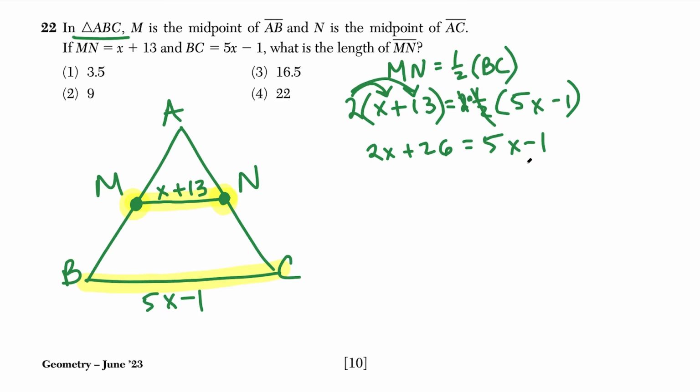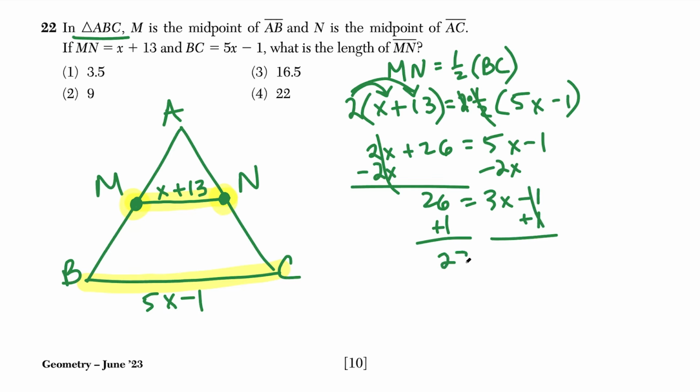And now from here, I'm going to subtract 2x on both sides. So I do minus 2x on both sides. This cancels out. We get 26 equals 3x minus 1. Now just do plus 1, and you've got 27 equals 3x. Divide both sides by 3, and that tells you that x is equal to 9.